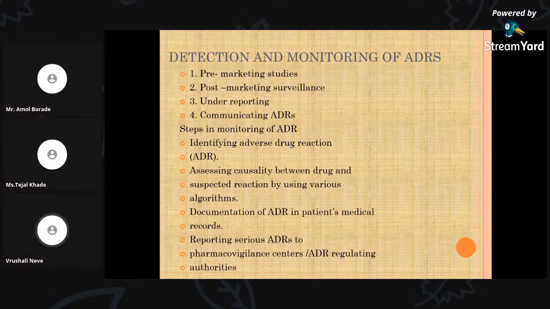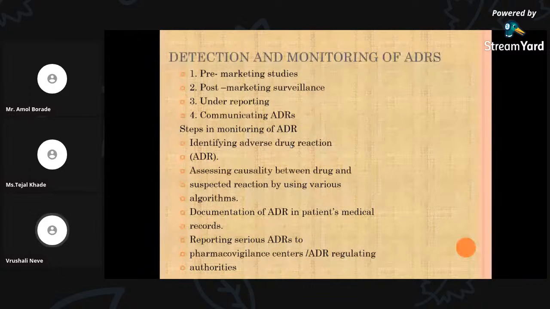Pre-marketing studies means whenever the clinical trial is going on, it starts from the first phase to the last phase. Clinical trials mainly have five phases, starting from phase 0, phase 1, phase 2, phase 3, and phase 4. The first phase, that is phase 0, is also called the microdosing phase. In the pre-marketing studies, the efficacy and potency of the drug are evaluated.